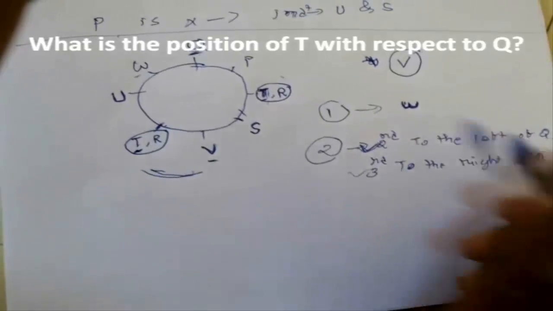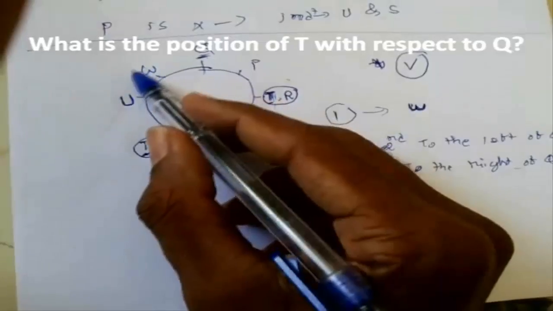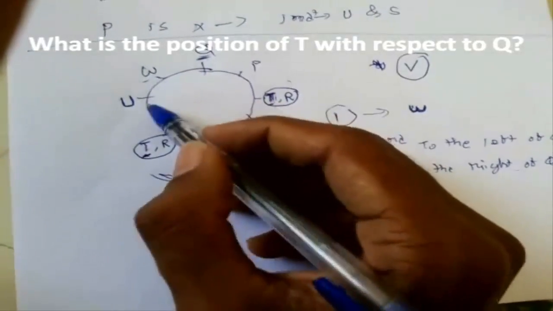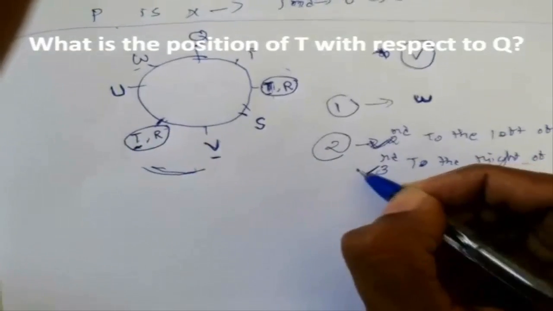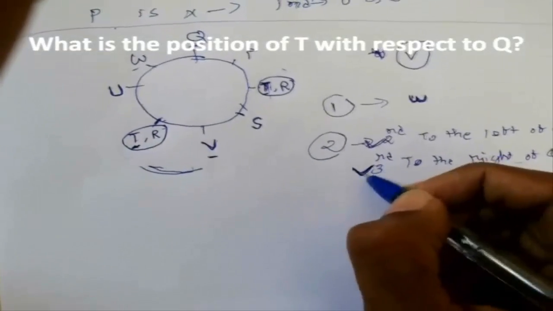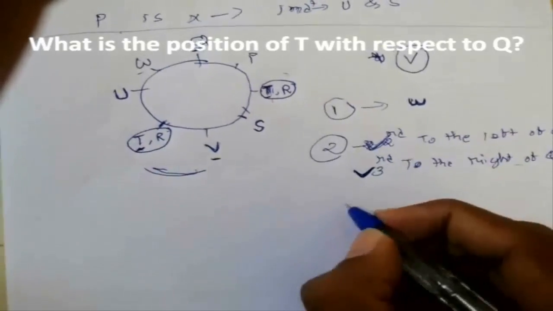And the word which is followed by of is Q again, and the direction is right, so we will move in anti-clockwise direction, and on the third place, which is 1, 2 and 3, third place, the T is there. So for the second question, these are the two possibilities.